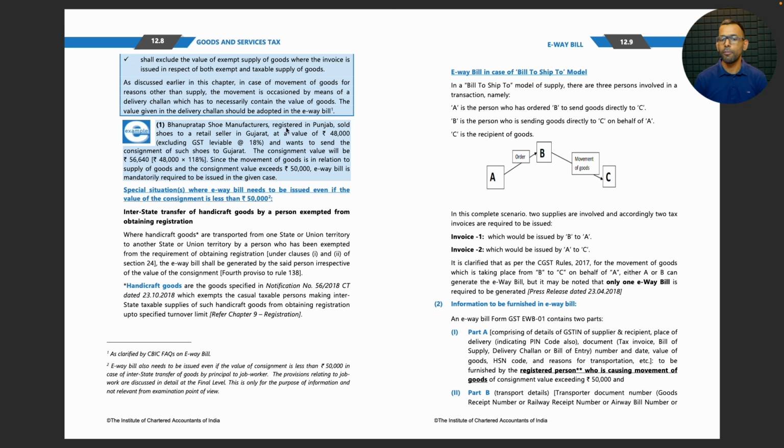Bhanu Pratap, shoe manufacturers registered in Punjab, sold shoes to a retail seller in Gujarat at a value of 48,000 excluding GST at 18%, and wants to send a consignment of such shoes to Gujarat. The consignment value will be 56,640, that is 48,000 multiplied by 118%. Since the movement of goods is in relation to supply of goods and the consignment value exceeds 50,000, an e-waybill is mandatorily required to be issued in the given case.